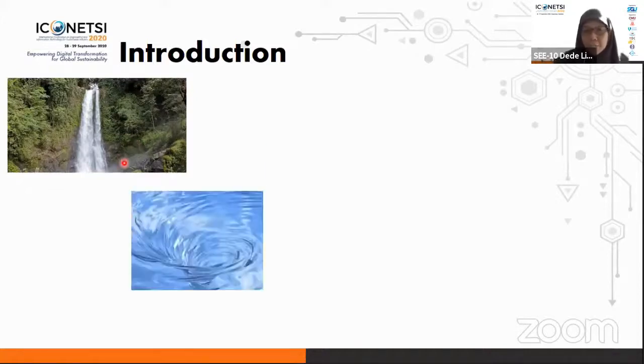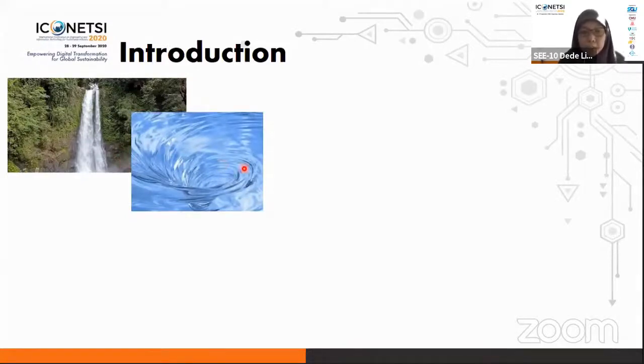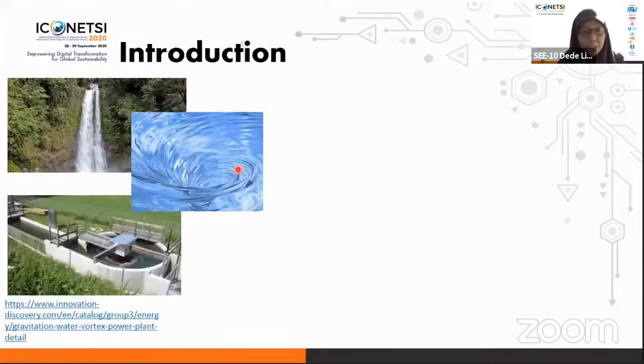A gravitational vortex power plant uses a water vortex or water wheel flow to rotate the turbine and generate power. The advantages of gravitational vortex power plants are that it can be operating in the ultra-low hydraulic head, low cost, environmentally friendly, especially for fish, water plants, and microorganisms.